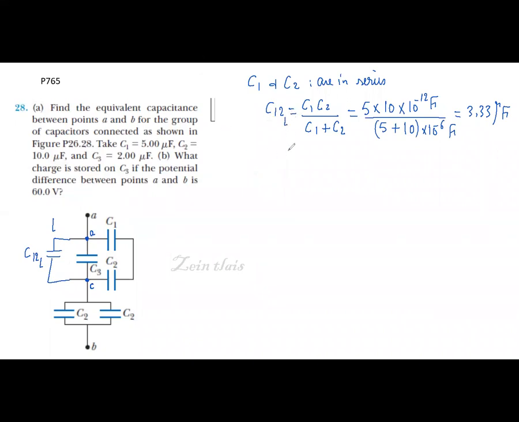Let's say C12 left. Now, C1, C2 at the right side are in series, and here at the left side. So we can calculate. We don't need to do the calculation because we have the same value of C1 and C2 left and right. C12 left equals C12 right. The same value of C1 and C2. So equals 3.33 microfarad.